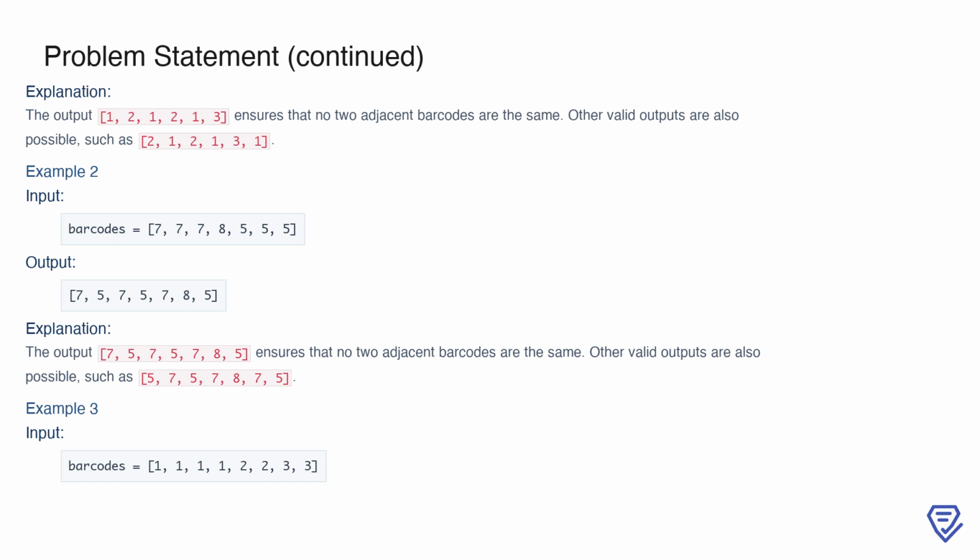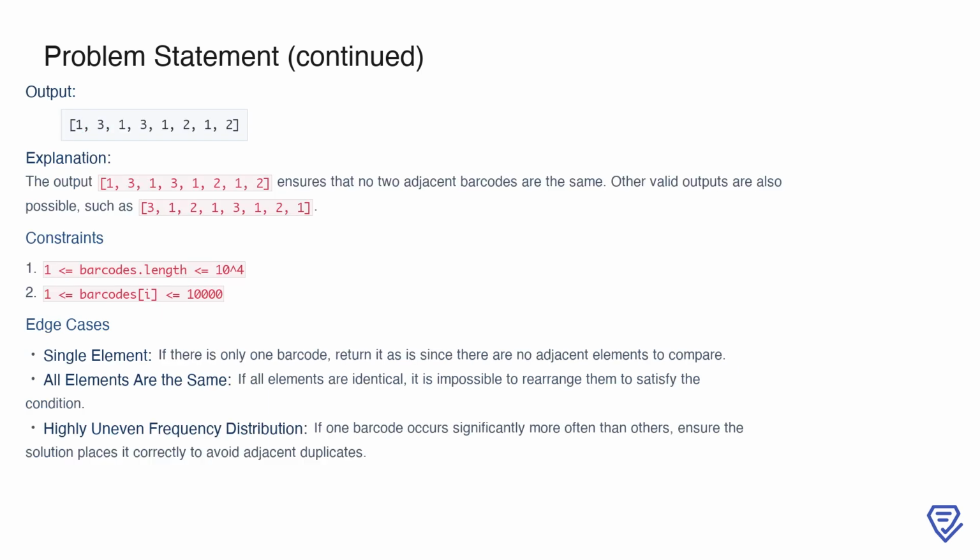prevent adjacent duplicates. For the third example, the input is barcodes equals 1, 1, 1, 1, 2, 2, 3, 3. One valid output for this case is 1, 3, 1, 3, 1, 2, 1, 2. This rearrangement maintains the requirement that no two adjacent integers are the same. Another valid output could be 3, 1, 2, 1, 3, 1, 2, 1.